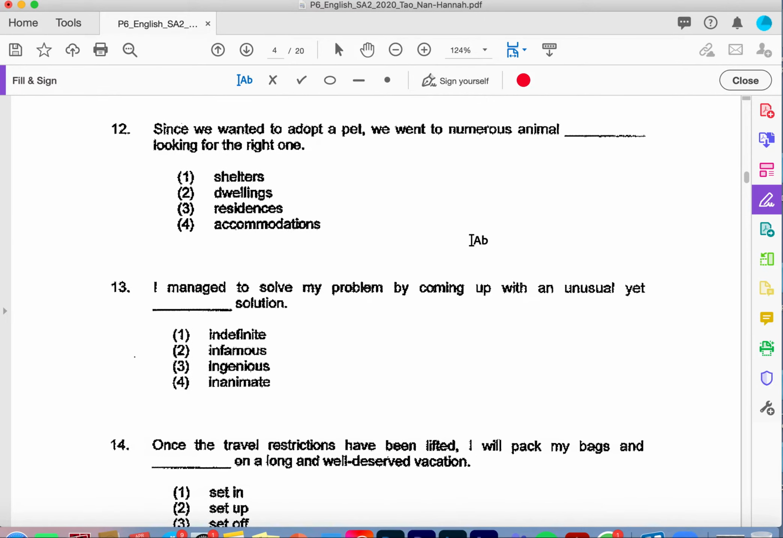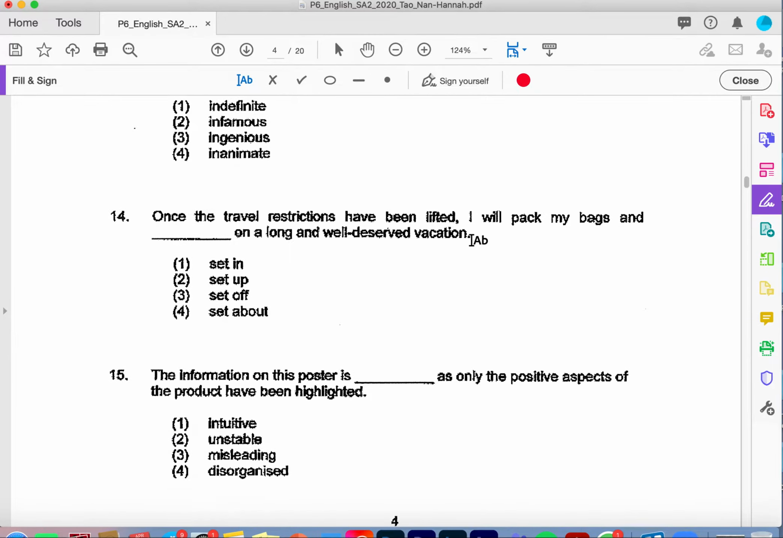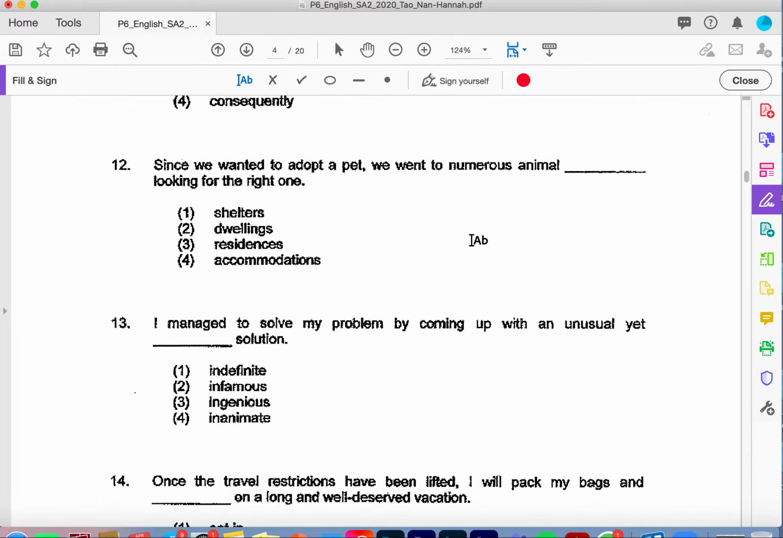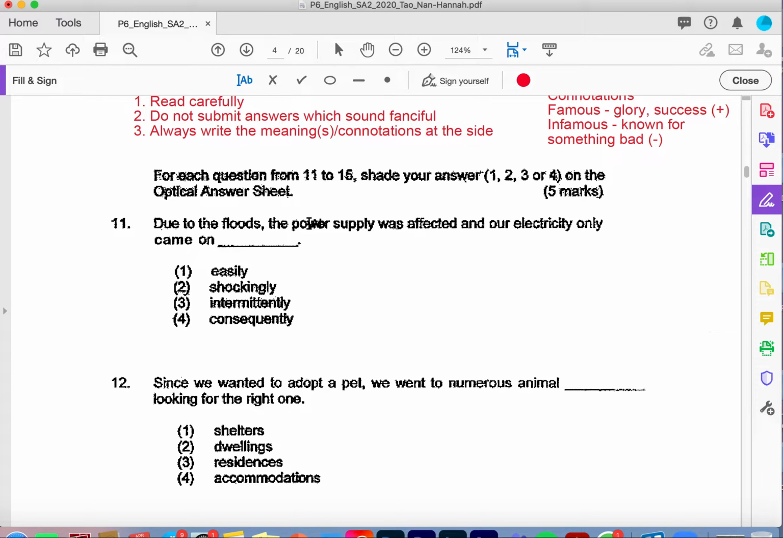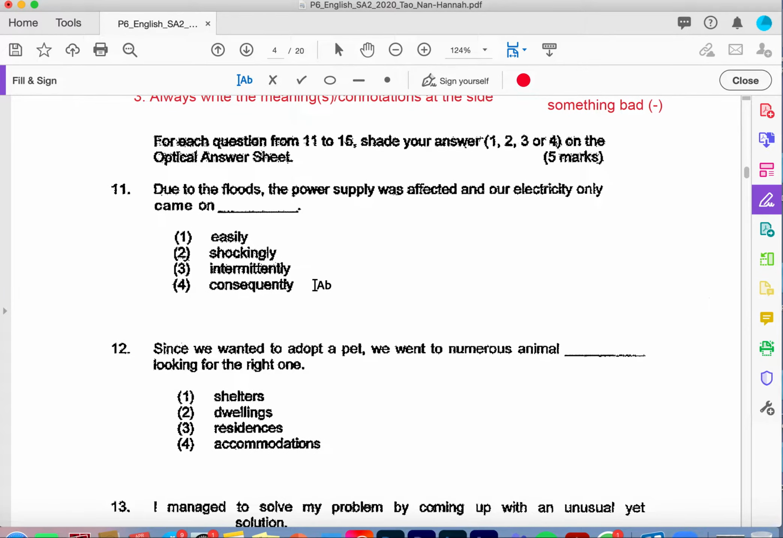Okay, maybe we will try, let's try the first one. Okay. Due to the floods, the power supply was affected and our electricity only came on blank. What do you think the answer is? Due to the floods, the power supply was affected and our electricity only came on.